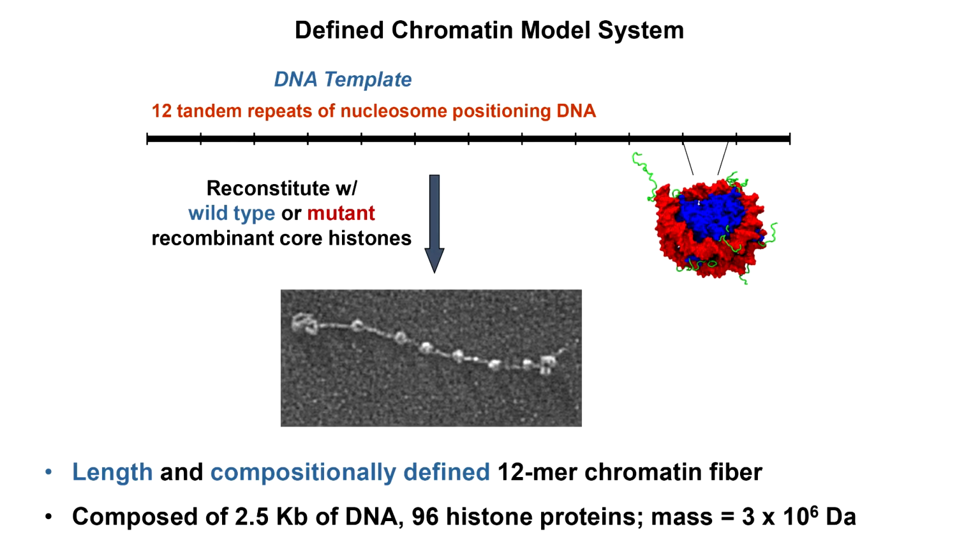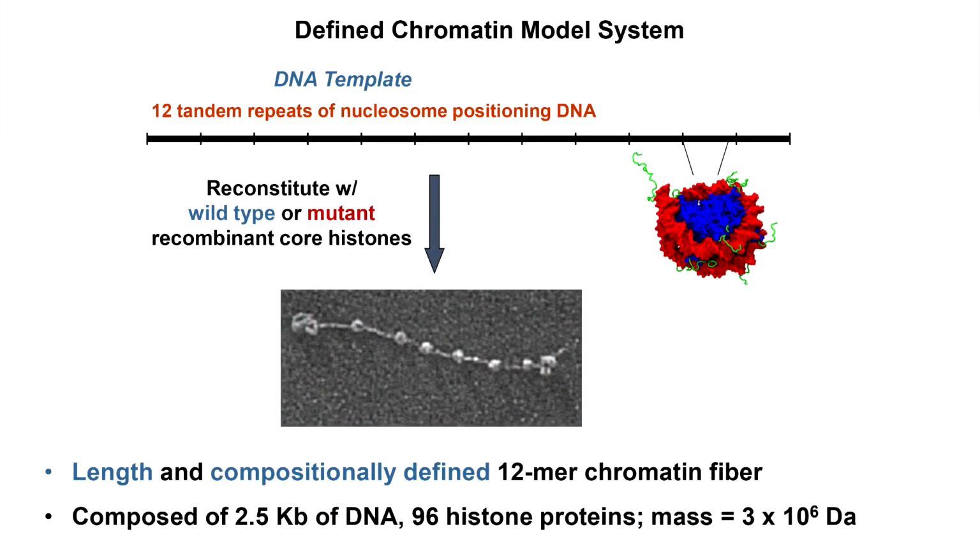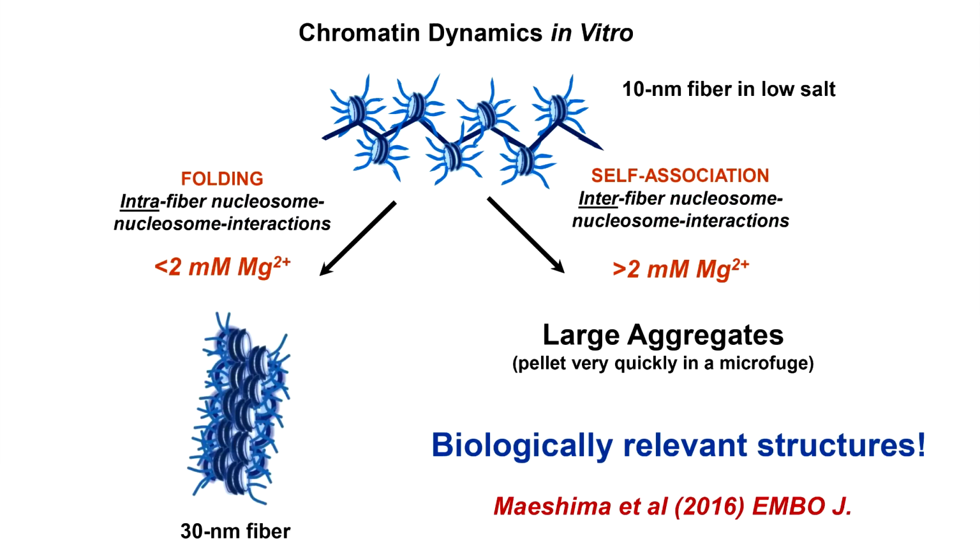The important thing here is that this gives you a length and compositionally defined fiber, 12 nucleosomes long. The length of the DNA is the same in all of the molecules. The positioning of the nucleosome is the same in all of the molecules. So it's a wonderful model system that allows you to deal with the complexity of chromatin. 12 nucleosomes on 2.5 kilobases of DNA has a mass of 3 million Daltons, and I'll show you some evidence that this is the monomer in our system. This 3 megadalton piece of chromatin is a monomer in our system when it self-associates.